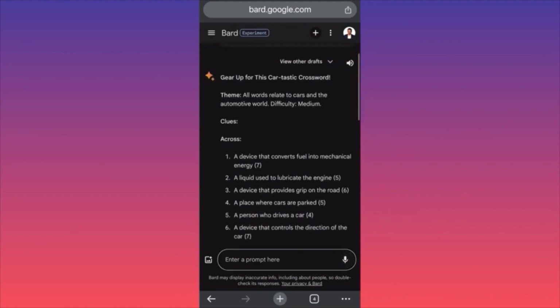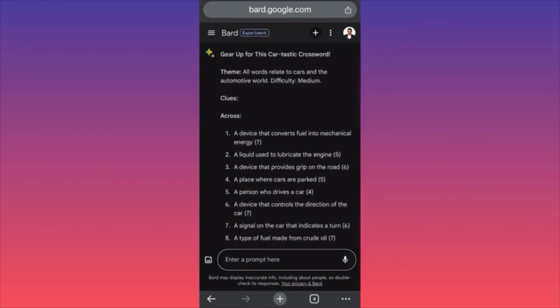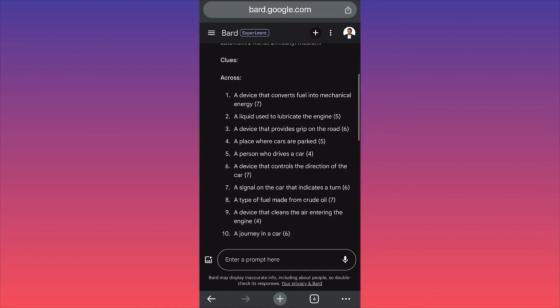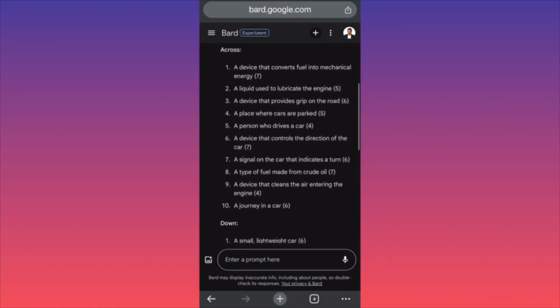Look what we have right now. Gear up for this car-tastic crossroad. Okay. All words relate to cars and the automotive world. Difficulty medium. See clues across. A device that converts fuel to mechanical energy, 7.